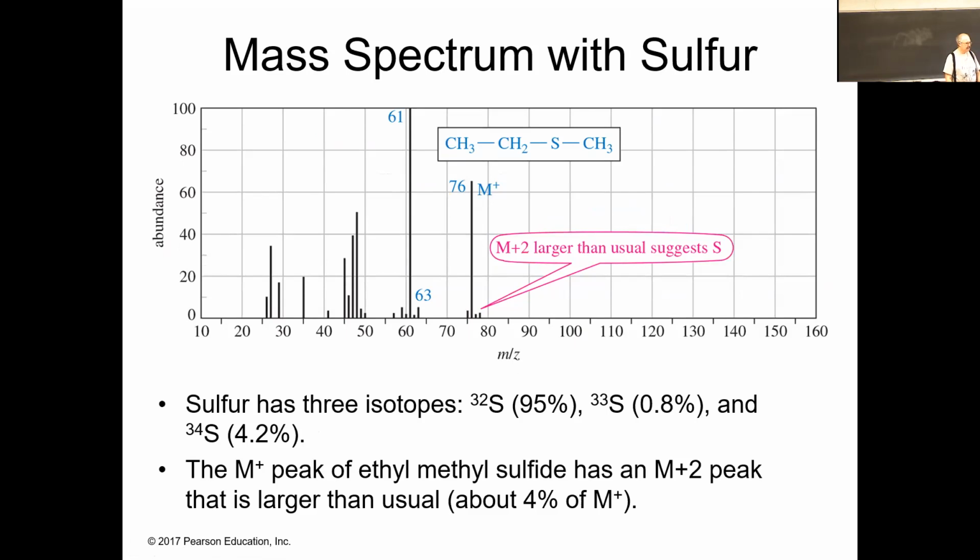Right, here's a compound that contains sulfur. Here's sulfur 32, 33, and 34.